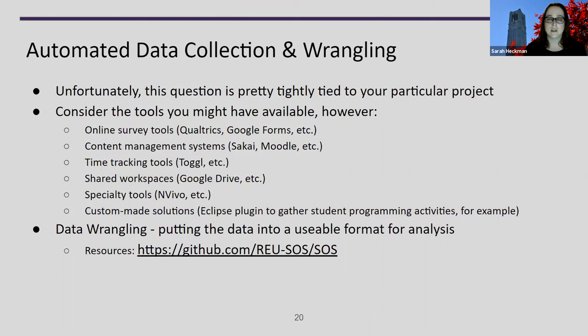So some things to look at would be online survey tools. Do you want to use Qualtrics? Do you want to use Google Forms? Do you want to use SurveyMonkey? You could think about content management systems. Can you pull data out of something like Moodle or Sakai or other LMS systems? Maybe you want to use time tracking tools like Toggl to have students keep track of time. You could use shared workspaces to collect data. There might be specialty tools for things like qualitative studies if you want to do coding like in vivo. And you might create your own custom solutions.